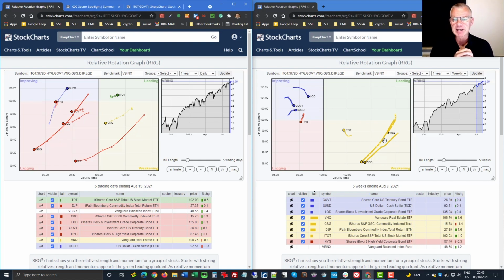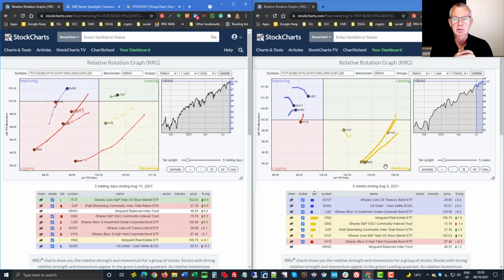Now, if we look at stocks versus bonds, then stocks have a very short tail, and as you know, short tails are rotations that don't have a lot of power behind them. The DJP and GSG, they've got long tails. There's a lot of power behind that move. Big rotation, and it's now a powerful corrective move.